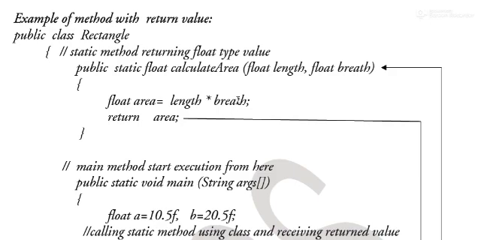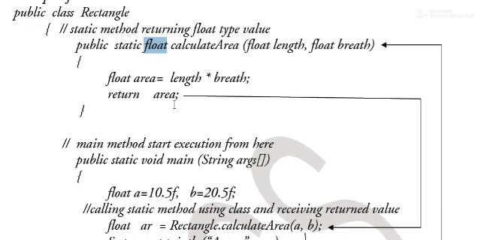in this program we have used float instead of void. It means this function will return a value of float type. So we need to use a return statement. You can see in this example, after calculating the area, return area. This statement sends the calculated area to the main method where this function is called.